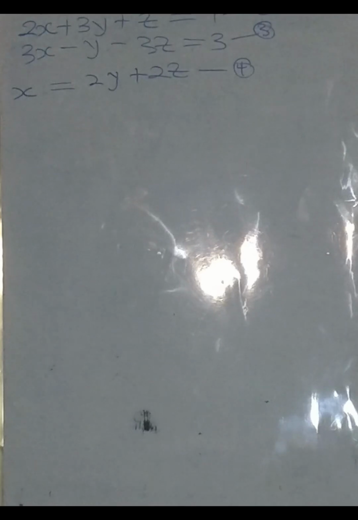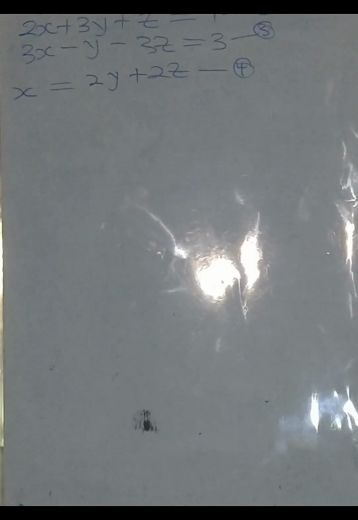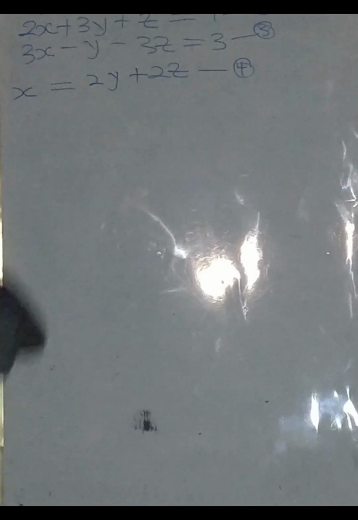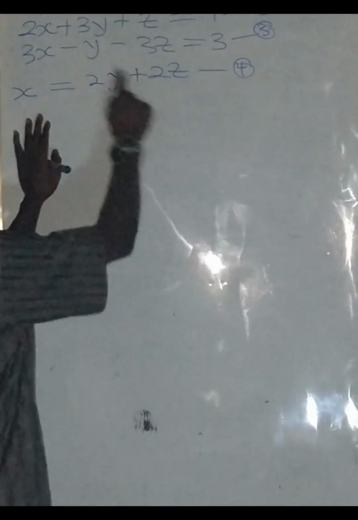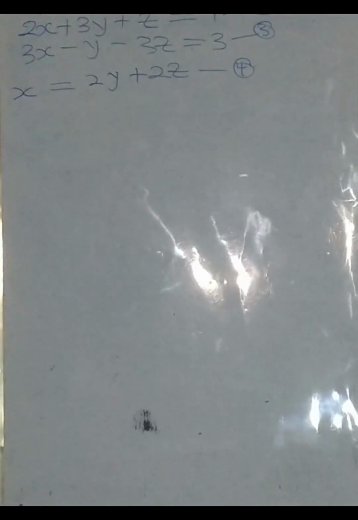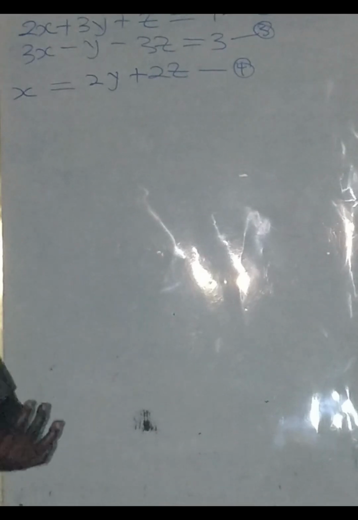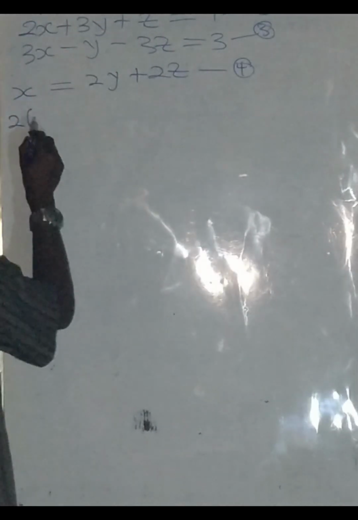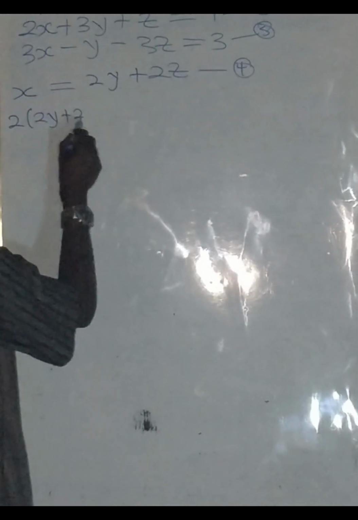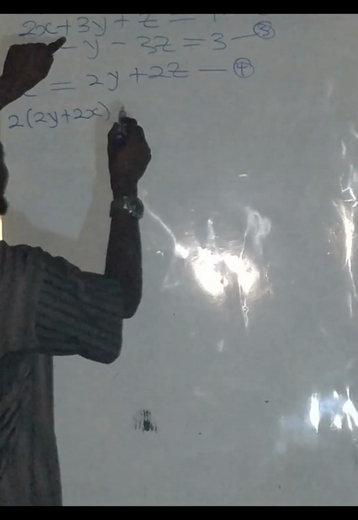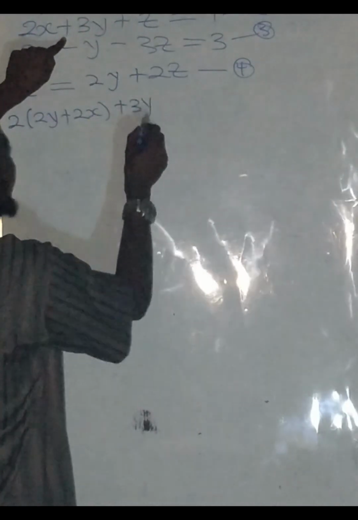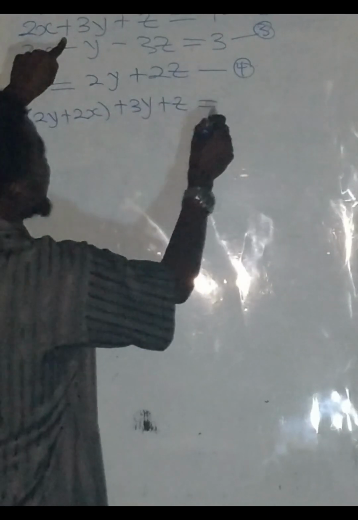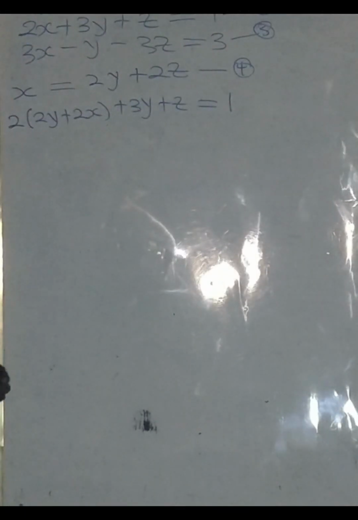Good. Now, looking at equation 2, what do you have for equation 2? You have 2x, right? Yes, sir. Good. So when we have the value of x, I will come down and substitute the value of x into equation 2. Simple and straightforward, right? I am using the substitution method. So we have 2x, but what is the value of x now? It is 2y plus 2z, plus 3y, plus z is equal to 1. Are we alright? Yes, sir.